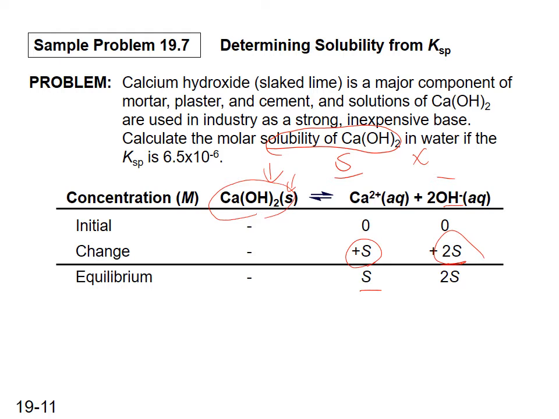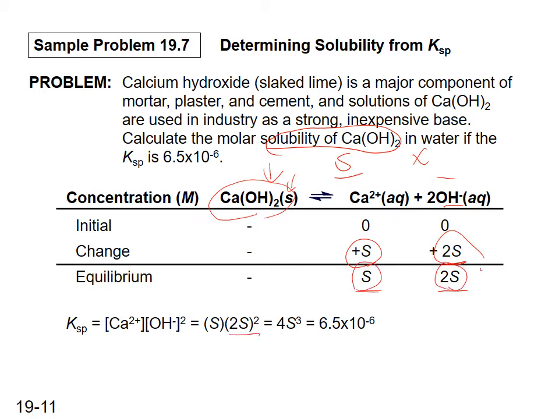So all the solid going into the solution becomes 1 calcium ion and 2 hydroxide ions. And from this table, we know the concentration of the ions, so we can calculate the Ksp. So Ksp should be s times (2s) squared. So (2s) squared and s, and that gives you 4 times s to the third power.